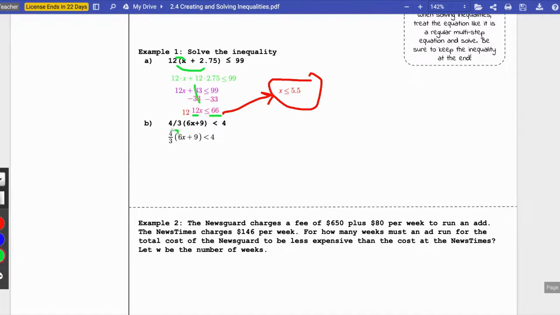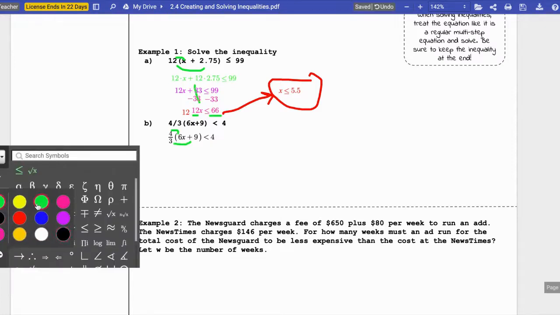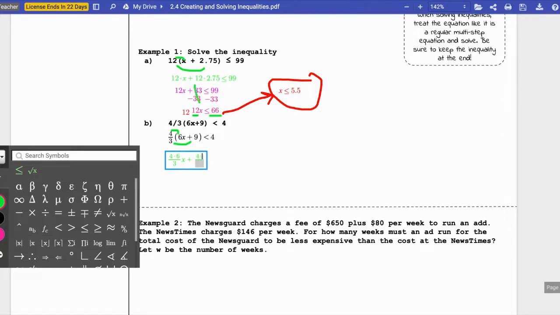So multiplying 4/3 to 6, 4/3 to 9. This time when I multiply it in, I'm going to get 4. So what we do is we multiply 4 to the coefficient and the term. So it's going to be 4 times 6 over 3 x plus 4 times 9 over 3.